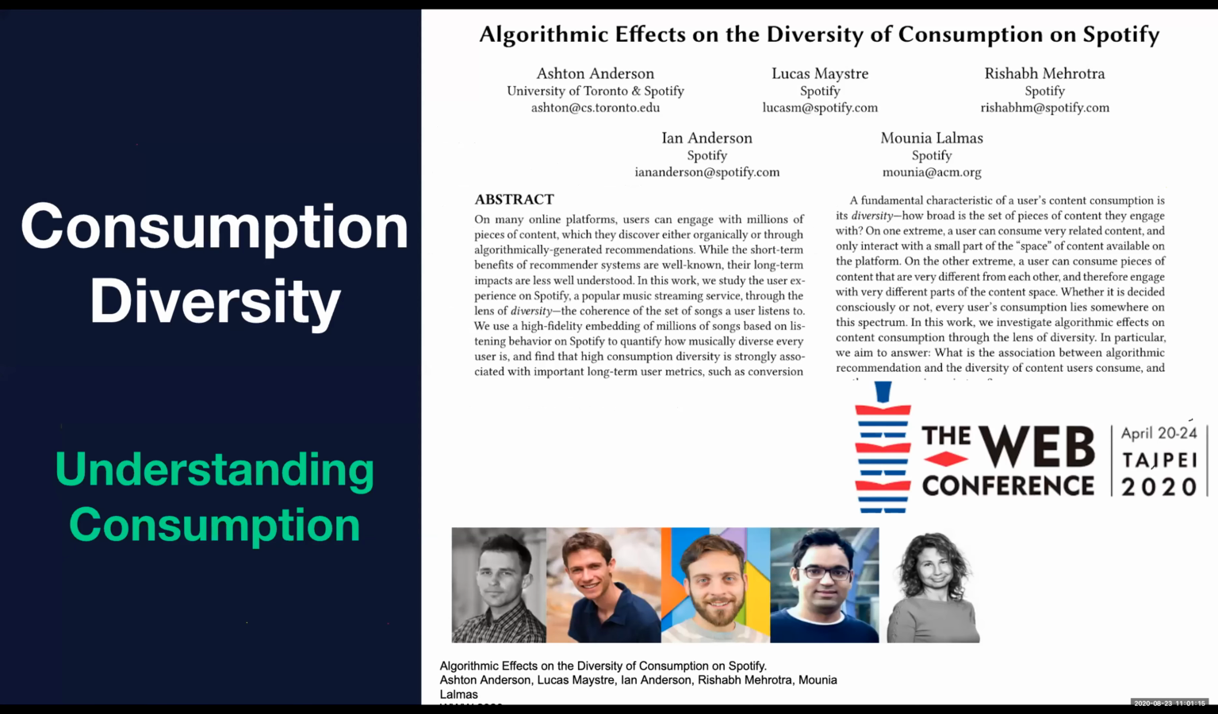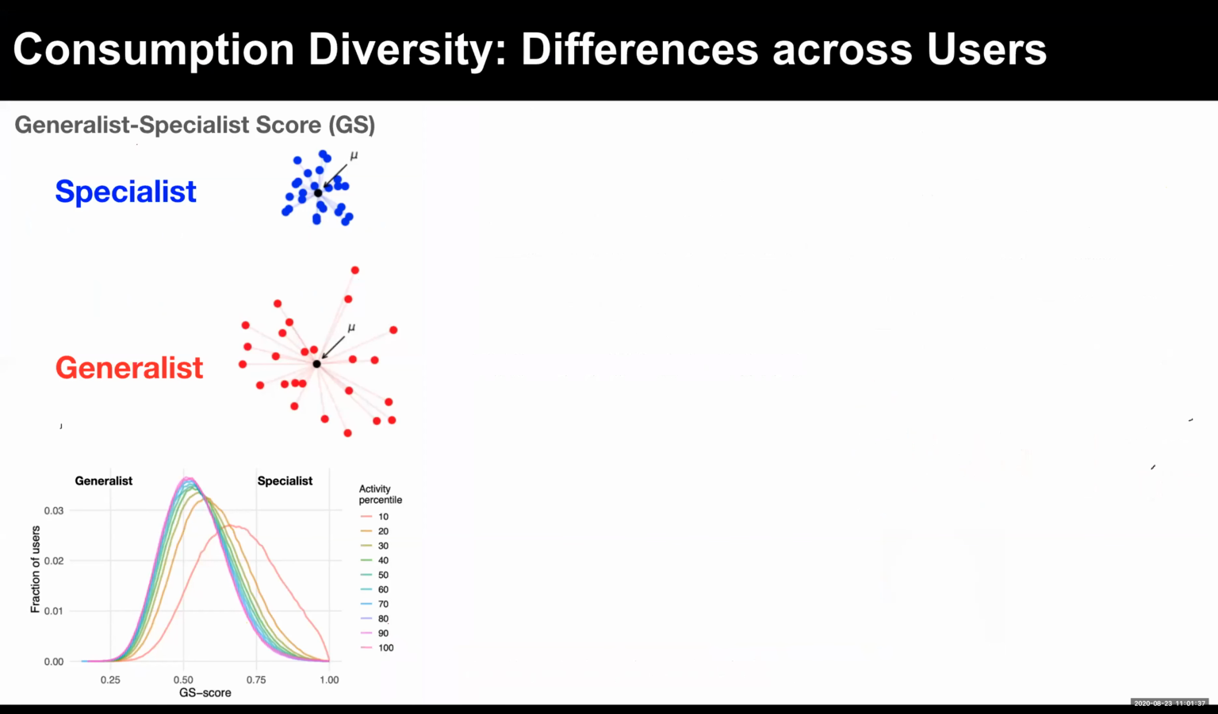The first part is around consumer understanding. A consumer is a user, and in the user understanding world, what we want to do is understand how much a user wants diverse content. This work is coming from the WWW paper we had earlier this year on algorithmic effects of diversity of consumption. Here we make a point around user groups.